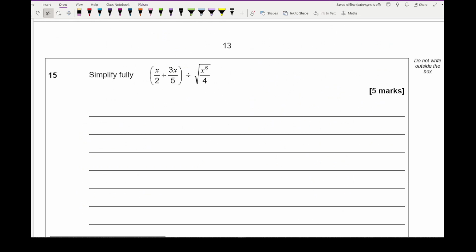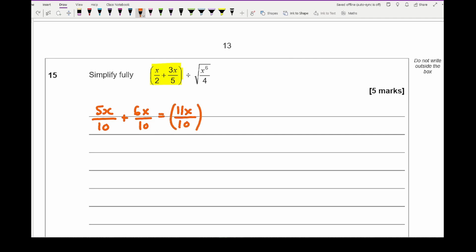Moving on to question 15, it says simplify fully, and we've got our algebraic fractions with a square root chucked in there for fun. So we want to simplify this fully. The first thing I would recommend is to try and simplify the two aspects. If I take this first bit here, we want to get a common denominator, which is going to be 10. So that's 5x over 10 plus 6x over 10, giving me an answer of 11x over 10.